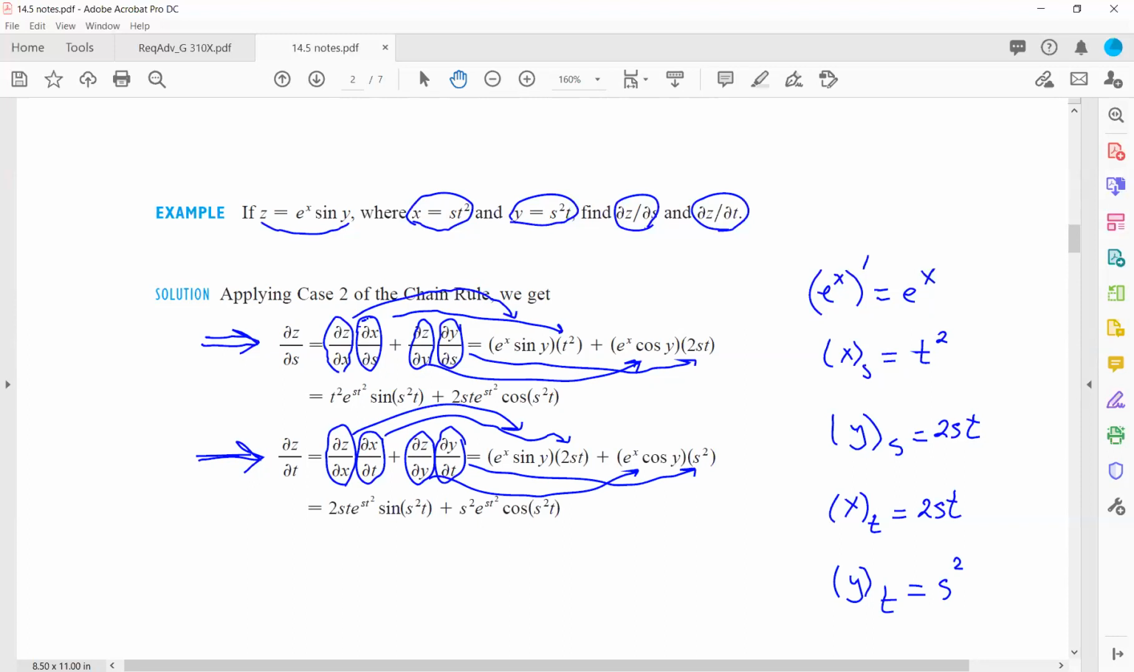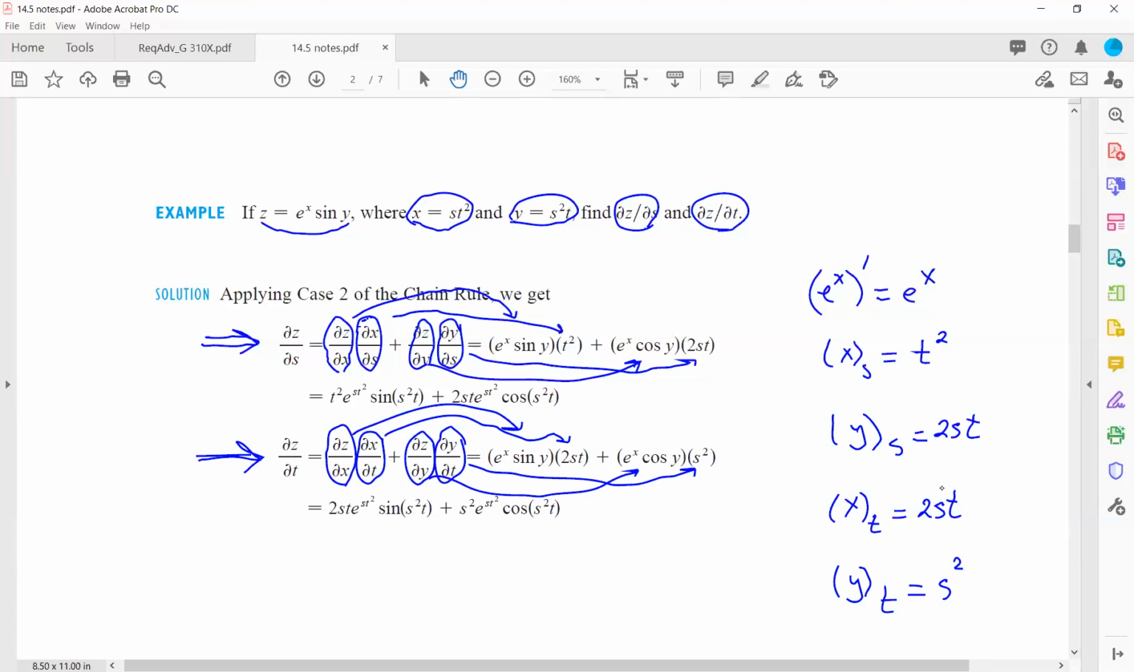Pure algebra. 2st and sine of y. What is y? Y is s squared t plus s squared e to the x. Again, e to the x is now e to st squared times cosine y. What is y? S squared t.